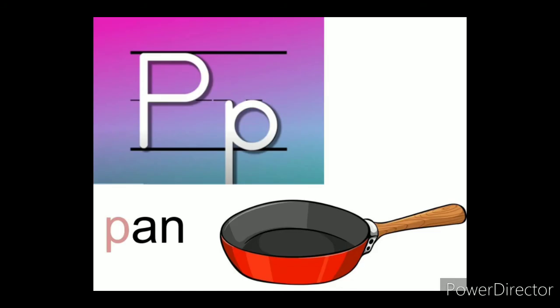This is the letter P. A big P and a small p. The sound of the letter P is P. Pan. I love to make pancake in a pan. P is the sound of the letter P.